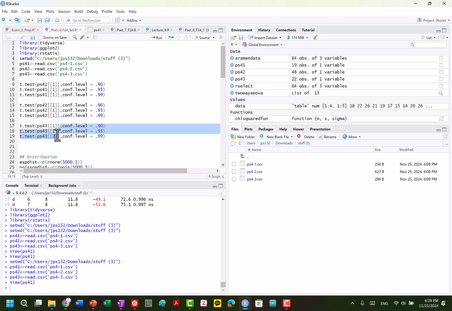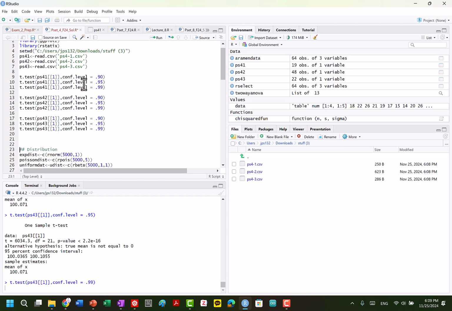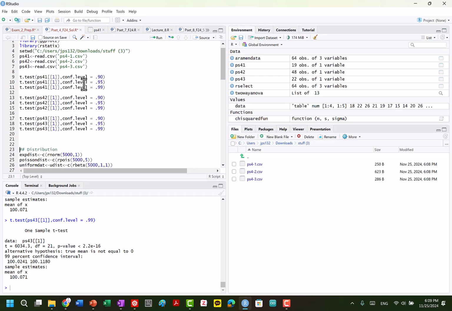There we go. So here we go. Confidence interval. Next data set. Bit larger. And then finally, the last data set, very tight. And there we go. That's it.